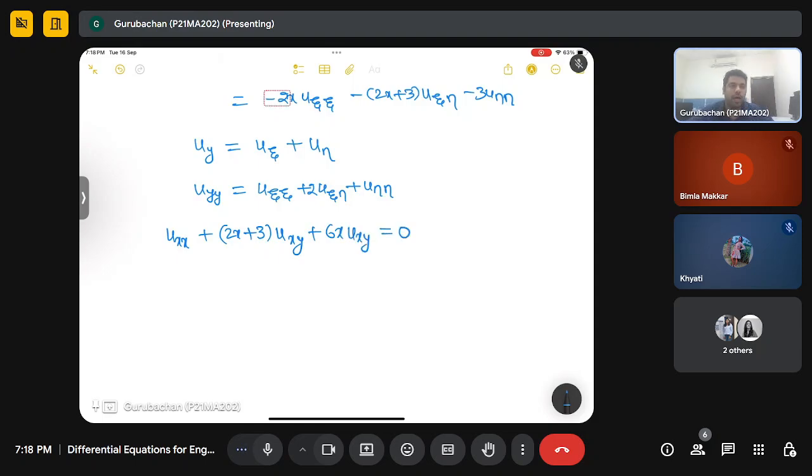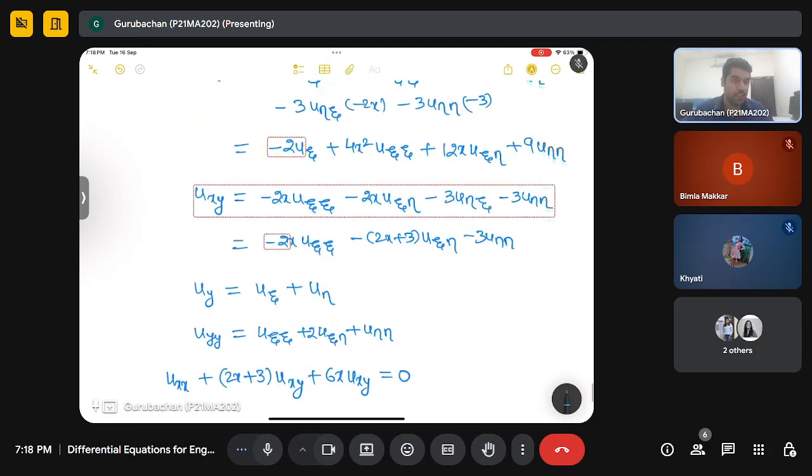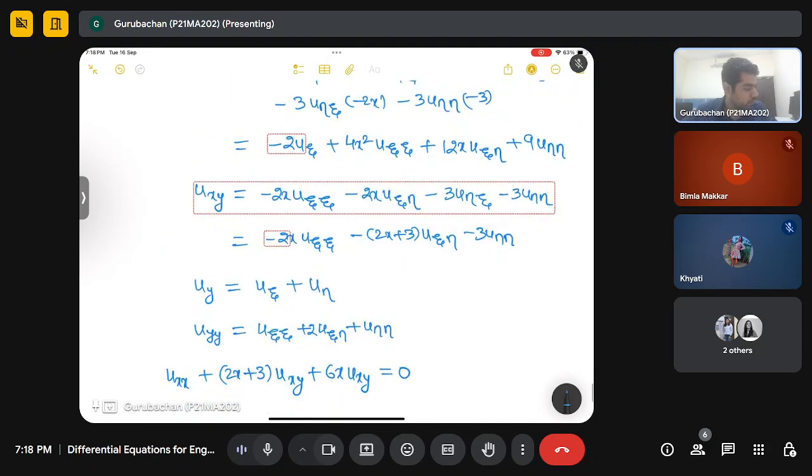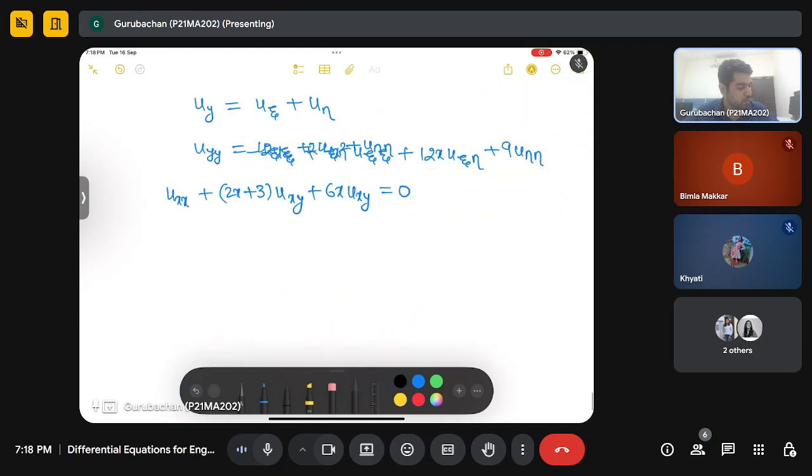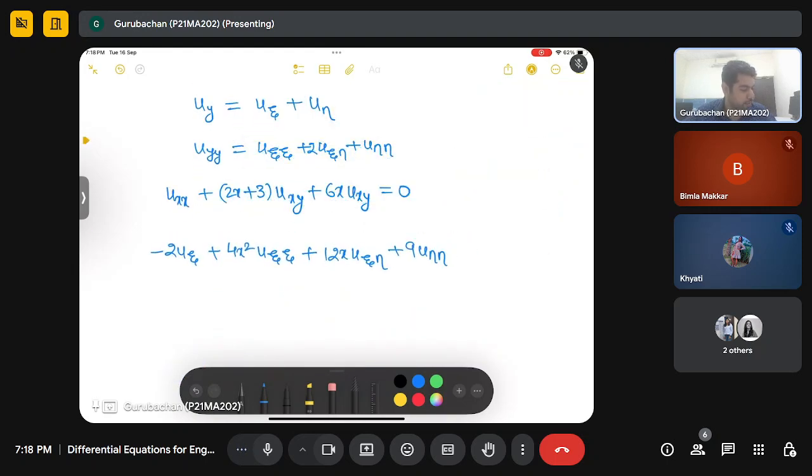So what I will do, I'll first write u_xx in terms of u_xi xi, u_xi eta and u_eta eta, so that it will be easy to simplify. So this is our value of u_xx. Next, since u_xx has no multiplier, we will not have to worry about it.